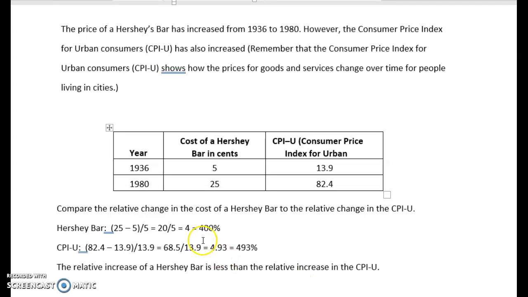Now, if you're just making a comparison, you can compare the decimal values or the percents. The comparison is going to be the same, but just to show you that, the 4 means 400%. So here we would see that the relative increase of a Hershey bar is less than the relative increase in the CPIU. So that means the price of a Hershey bar did not increase as much, relatively speaking, as the index number for those same 2 years. So this is the kind of thing that you're expected to be able to do for this section on the assessment.